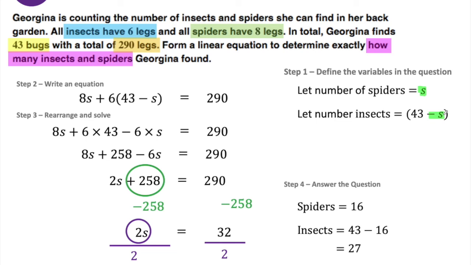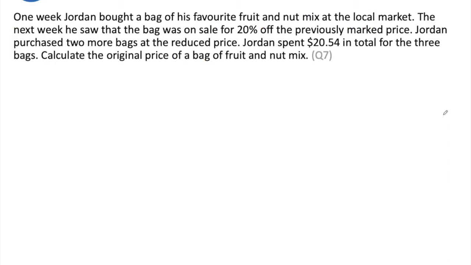So let's have a look at a second example, which is question 7 from your textbook. One week, Jordan bought a bag of his favorite fruit and nut mix at the local market. The next week, he saw the bag was on sale for 20% off the previously marked price. Jordan purchased 2 more bags at the reduced price. In total, Jordan spent $20.54 for the 3 bags of nuts. We want to calculate the original price of the bag of fruit and nut mix.